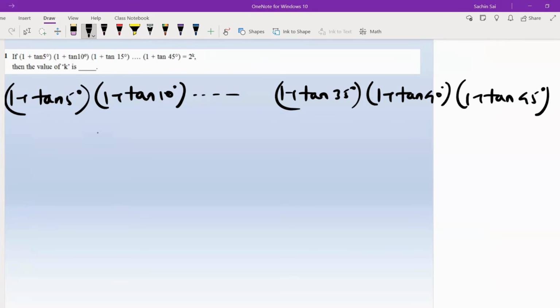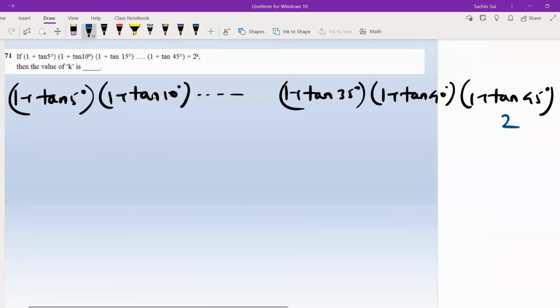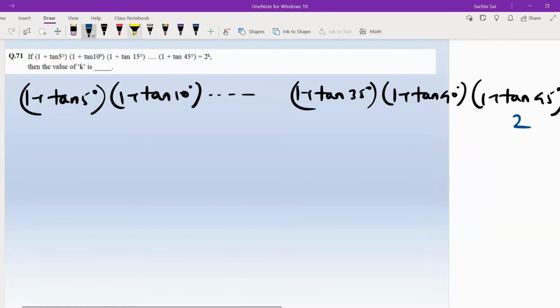Now, among these terms, I know the value of the last term. The last term value is 2, right? So what do you observe when you compare the other terms here? For example, if I look at 1 plus tan 5 degrees into 1 plus tan 40 degrees, this is of the form a plus b equals pi by 4. That sum is pi by 4. Similarly, if I look at the angle in this term and the angle in this term, then their sum is 45 degrees.